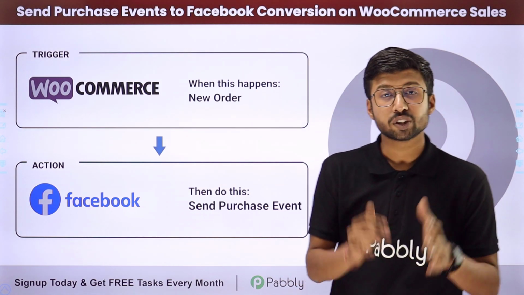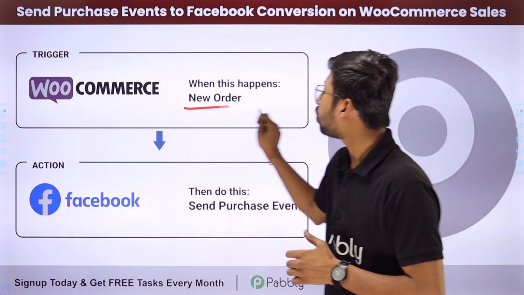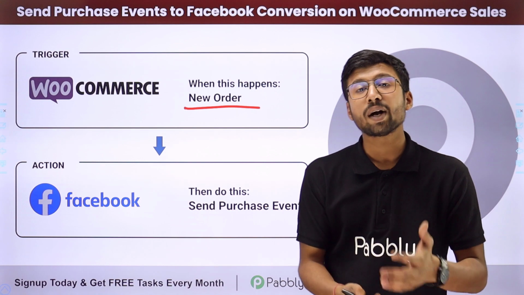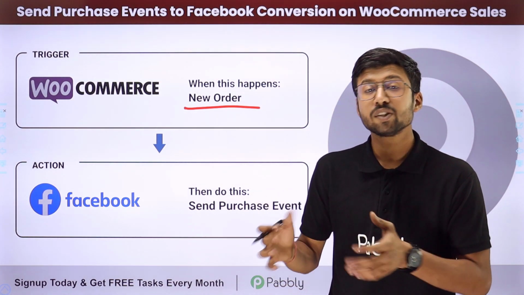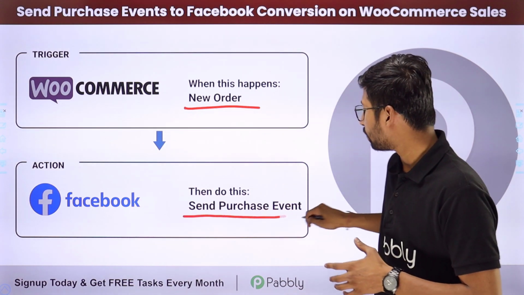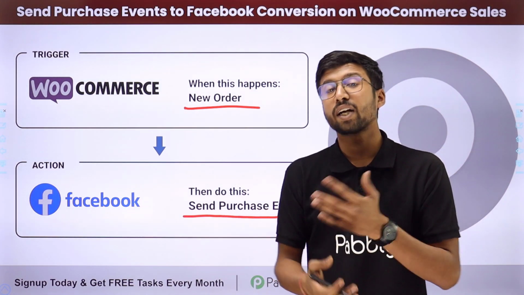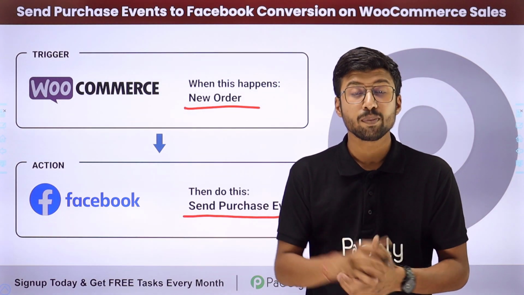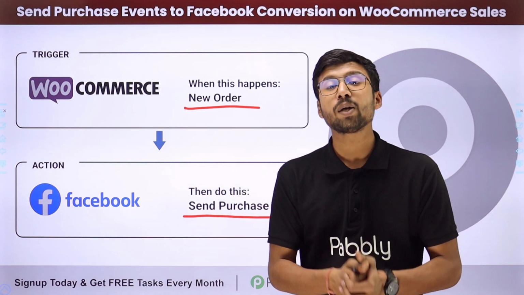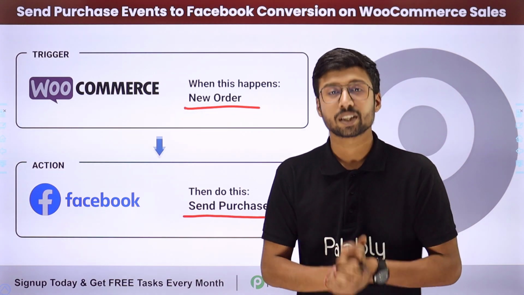So using this automation, whenever we are going to receive a new order in our WooCommerce store, automatically we are going to send those new order details as a purchase event, as a conversion details to Facebook conversion API. By this automation, you can actually send automatically the conversion details of your sales via Facebook conversion API to Facebook ads and then optimize your Facebook ads on the basis of those conversions.